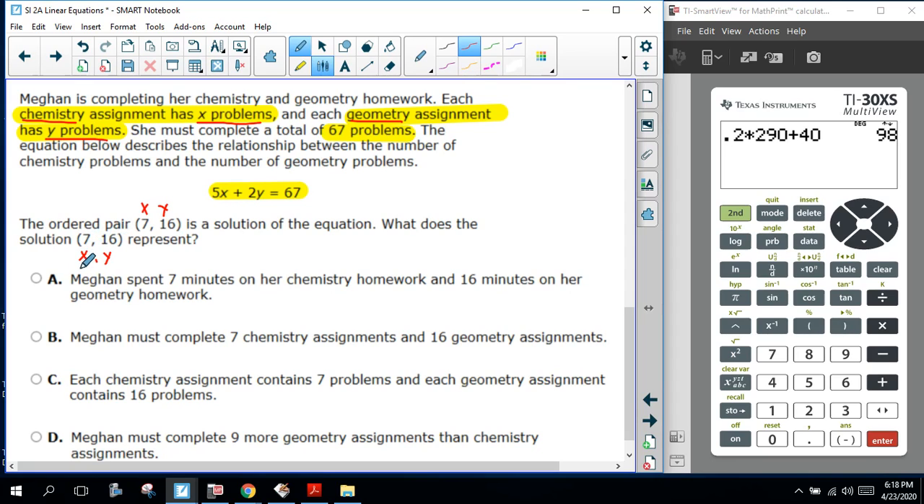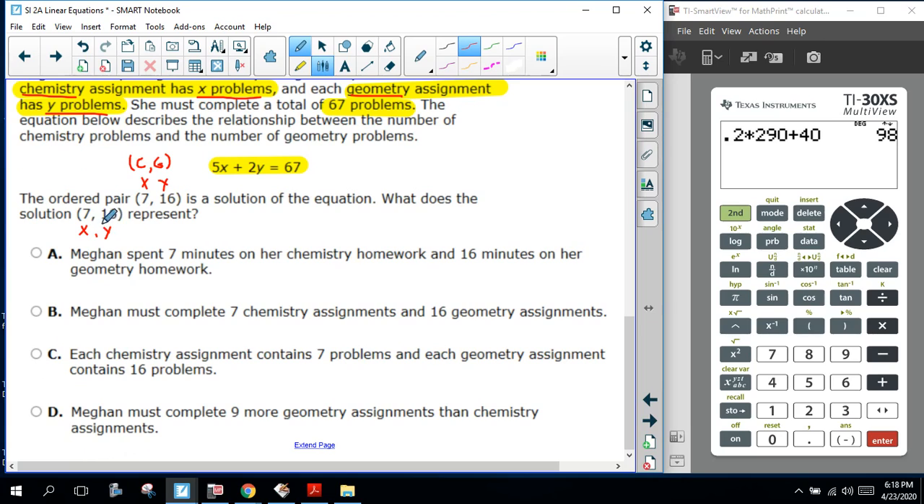So I guess I could even call this C, comma G, chemistry, comma geometry. Let's see what it says. What does the ordered pair represent? Does it represent Megan spent 7 minutes on her chemistry homework and 16 minutes on her geometry? No. It's the number of problems. A chemistry assignment has X problems, not minutes. Megan has completed 7 chemistry assignments and 16 geometry assignments.